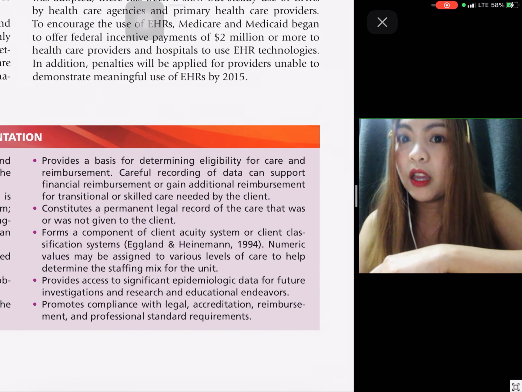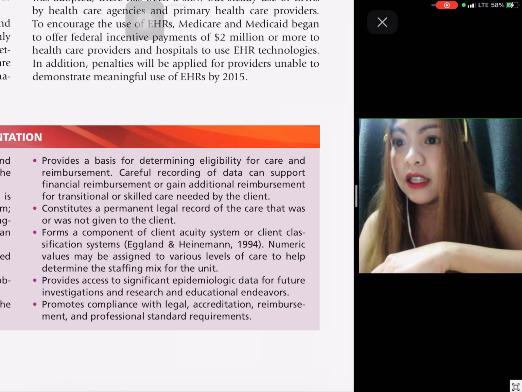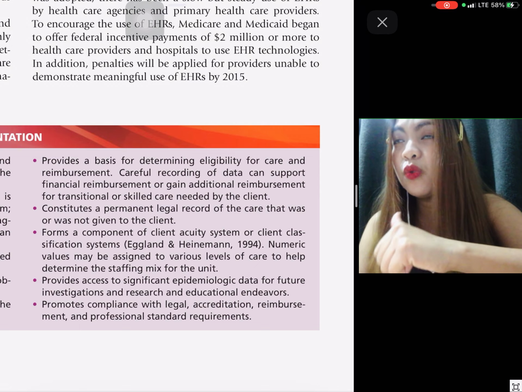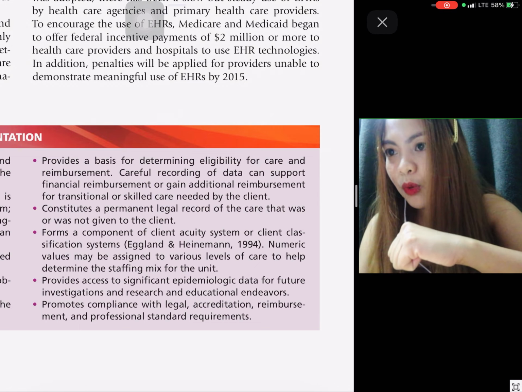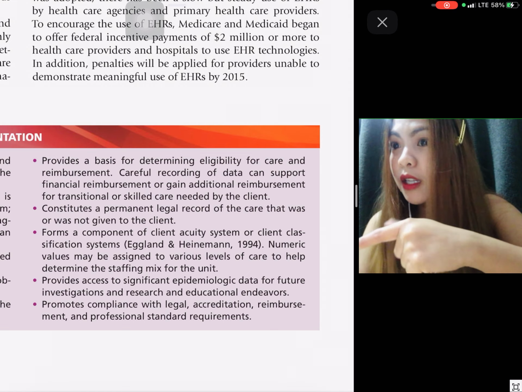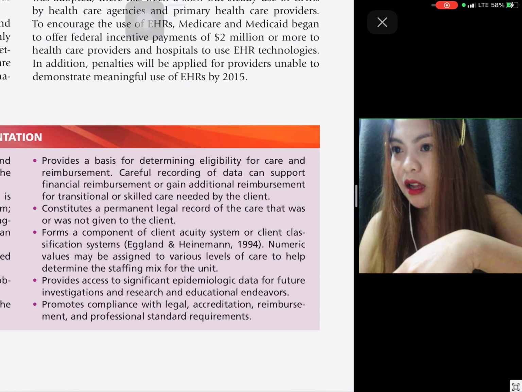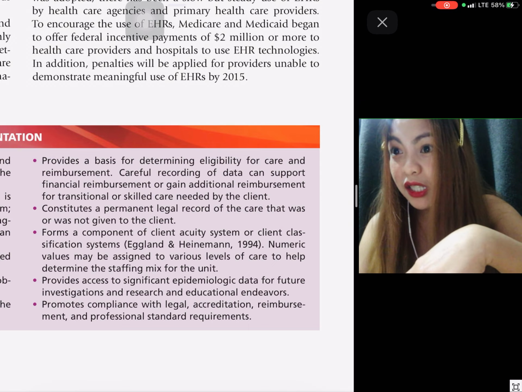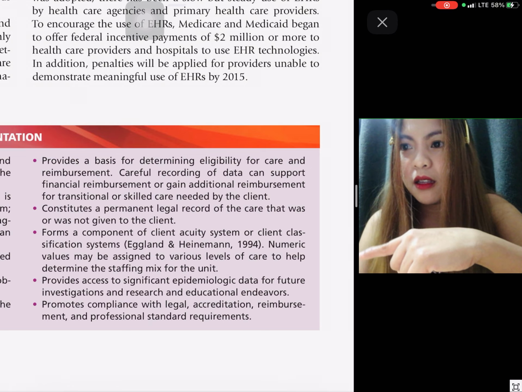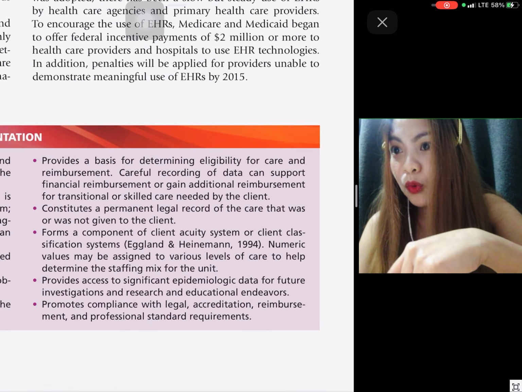So, careful recording of data can support financial reimbursement or gain additional reimbursement for transitional or skilled care needed by the client. So, minsan talaga, importante talaga yung mga assessment na nakuha natin kasi minsan dun nagbe-base, not minsan, like always, dun sila nagbe-base din kung marireimburse ba sila ng mga insurance company nila. Kasi minsan may mga insurance company na pinipili lang ng mga sickness or diseases, hindi lahat covered. So, importante yung mga assessment natin. At malay natin, baka may mga iba pa doon na makatulong kay client na makabawas pa sa bayarin niya.